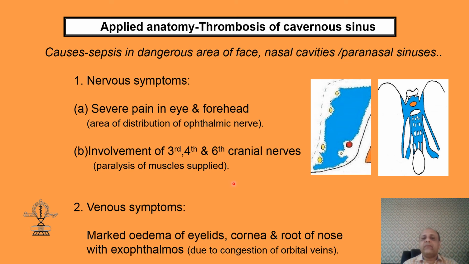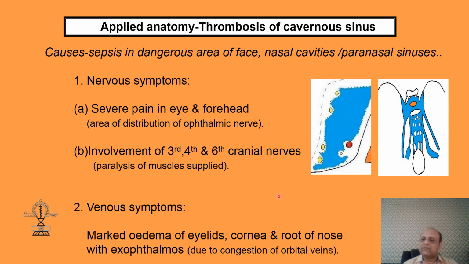Then due to involvement of the third, fourth and sixth cranial nerves, let us see where the third nerve is here, fourth nerve is here, and the sixth nerve is here. So due to involvement of these three cranial nerves, there is paralysis of the muscles supplied by these three cranial nerves. So these nerves are supplying the extraocular muscles. So that problem is there in case of cavernous sinus thrombosis. There is paralysis of extraocular muscles. And then there are venous symptoms.